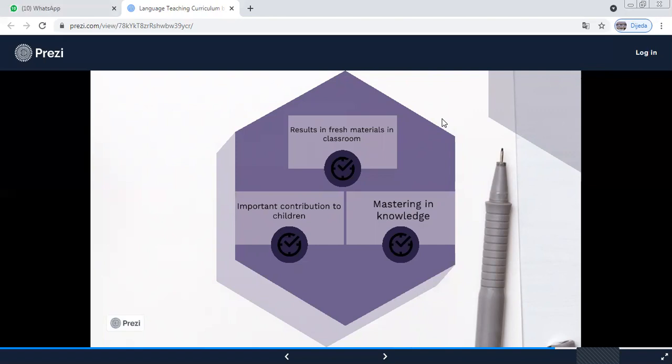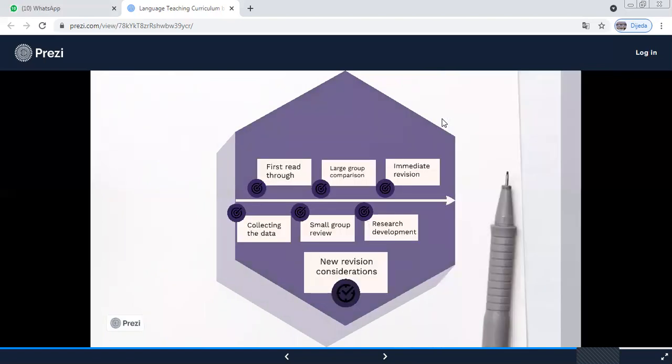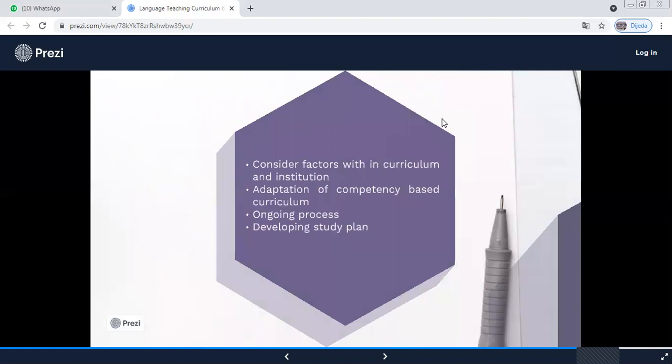And the next step of curriculum research, first read out and collecting the data, large group comparison, small group review, immediate revision, research development, and the last new revision consideration. And then role of teacher, consider factors within curriculum and institution, adaptation of competency-based curriculum, ongoing process, and then developing study plan.